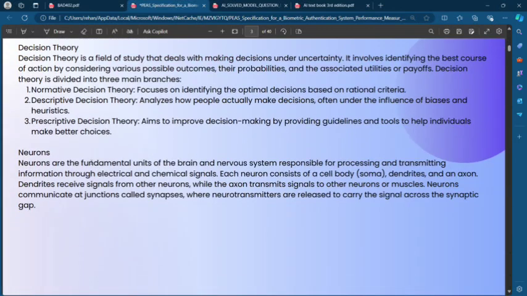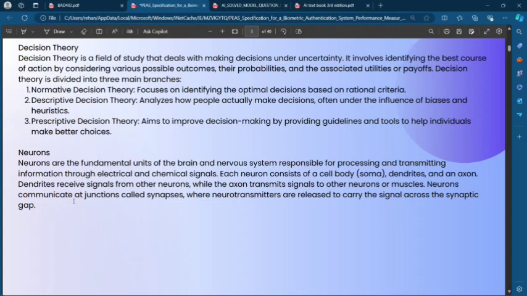Now coming to the neuron, let us just read this definition: a neuron is the fundamental unit of the brain and nervous system, responsible for processing and transmitting information through electrical and chemical signals. This is about the human body. Each neuron consists of a cell body (soma), dendrites, and an axon. Dendrites receive signals, the dendrite being that hairy, branch-type structure, from other neurons, while the axon transmits signals to the neuron or muscle.